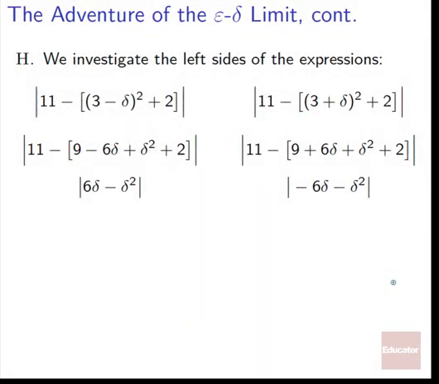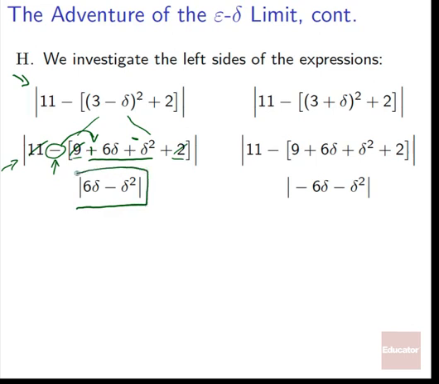So to show that this is the case, we will investigate the left sides of the expressions. Let's work with the 3 minus delta part first. So we have the absolute value of 11 minus quantity 3 minus delta squared plus 2. Let's begin by expanding 3 minus delta squared. So we expand 3 minus delta squared, and now we have the absolute value of 11 minus quantity 9 minus 6 delta plus delta squared. Right, 3 minus delta squared gets us 9 minus 6 delta plus delta squared. We have minus here, and we have 9 and 2 inside, so minus 9 minus 2 cancels out the 11. We're left with minus 6 delta plus delta squared, but there's still this minus sign, so it distributes on, making this negative, and we have the absolute value of 6 delta minus delta squared when we plug in x equals 3 minus delta.